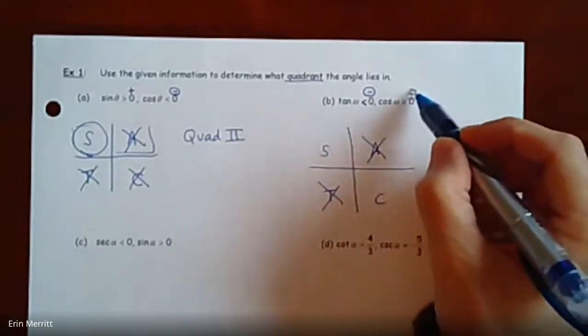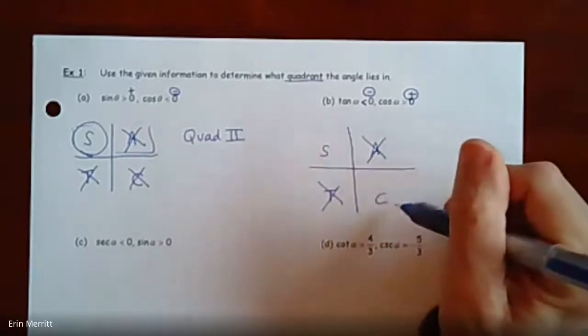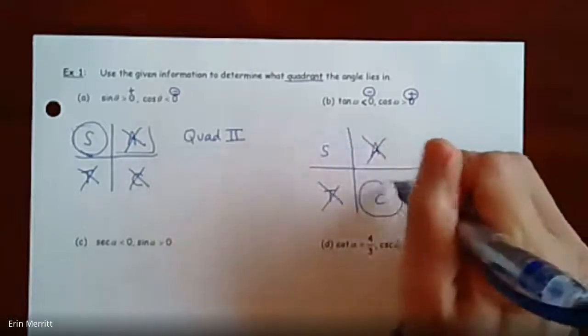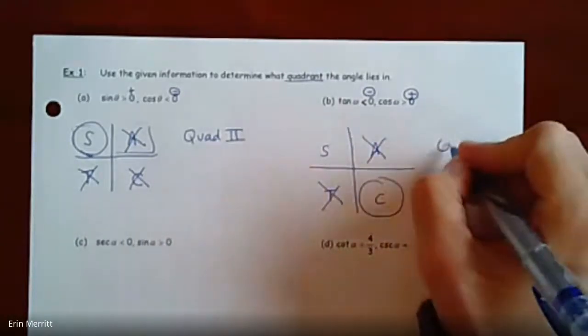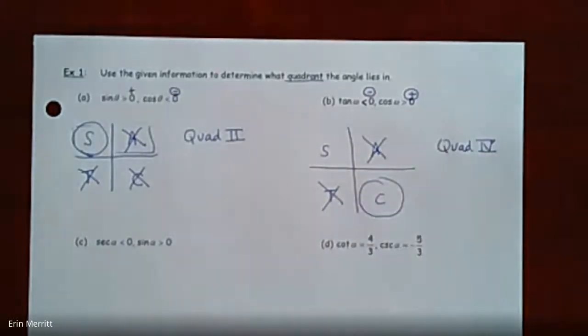Now we're saying cosine is positive. All right, well, this is what represents where they're positive. So where I see the C, that's where cosine's positive. So between the 2, it's got to be that guy. So it would be in quadrant 4. And please make sure you're using Roman numerals when you're writing the quadrants here.